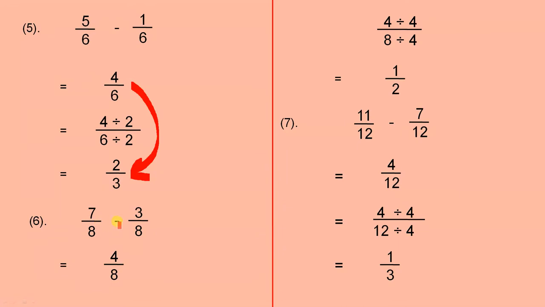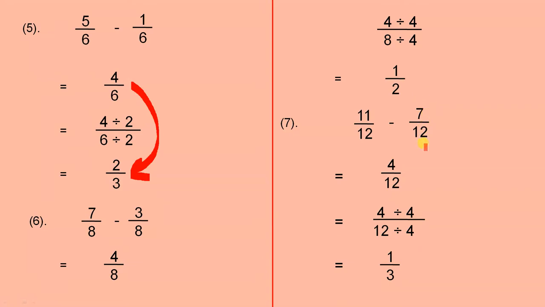7 over 8 minus 3 over 8, 7 minus 3 is 4, that's 4 over 8. What number divides into 4 and into 8 evenly? The answer is 4. 4 divided by 4 gives us 1. 8 divided by 4 gives us 2. So 4 over 8 is equivalent to 1 over 2.